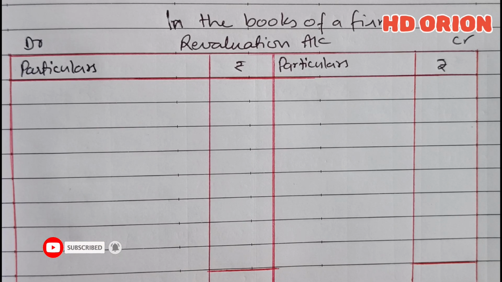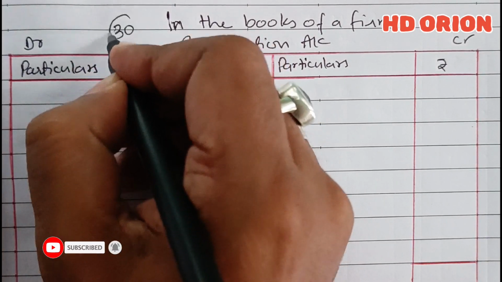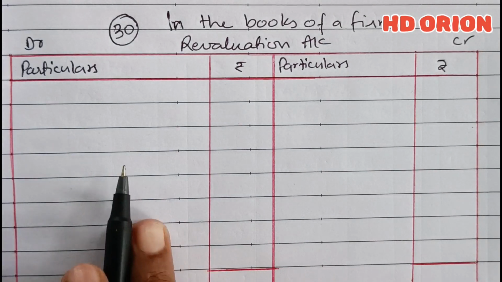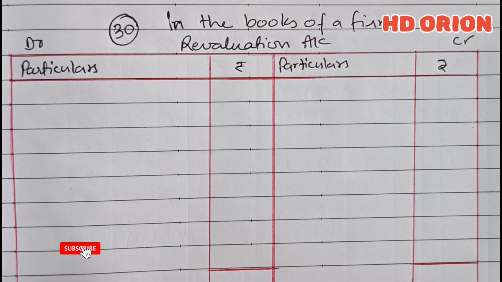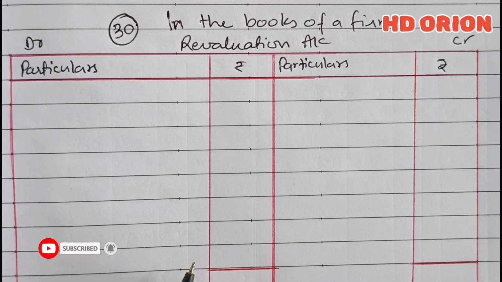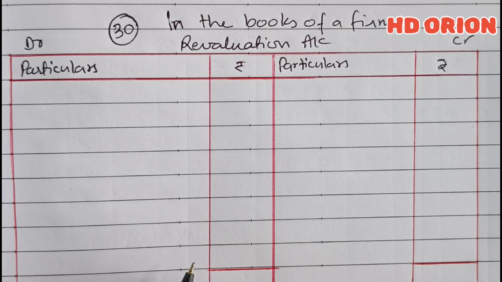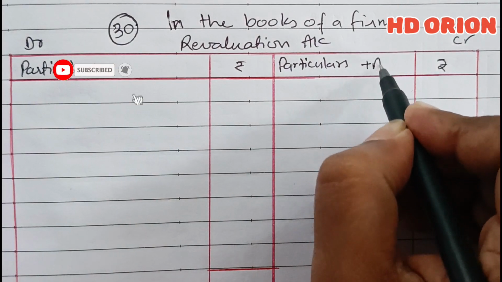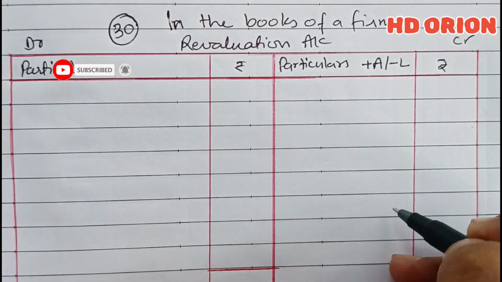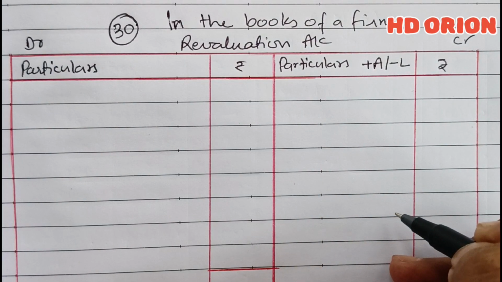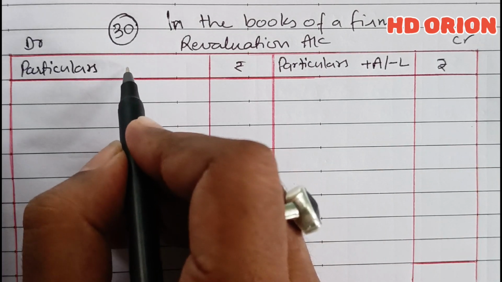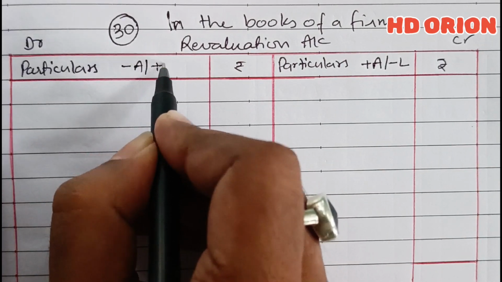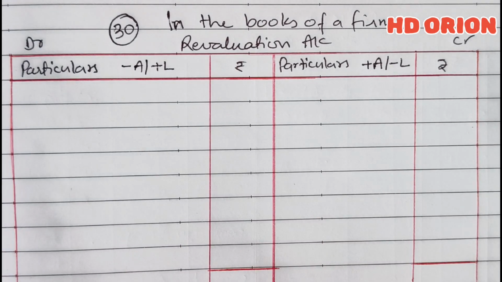So first we will prepare a revaluation account for question number 30. Now it is revaluation account. In this, revaluation of assets and liabilities are mentioned with the amount with which the assets and liabilities have increased or decreased. So if an asset increases or liability decreases, it will be recorded on the credit side of revaluation account. And when an asset is decreasing or any liability is increasing, it will be recorded on the debit side with the difference in the amount.